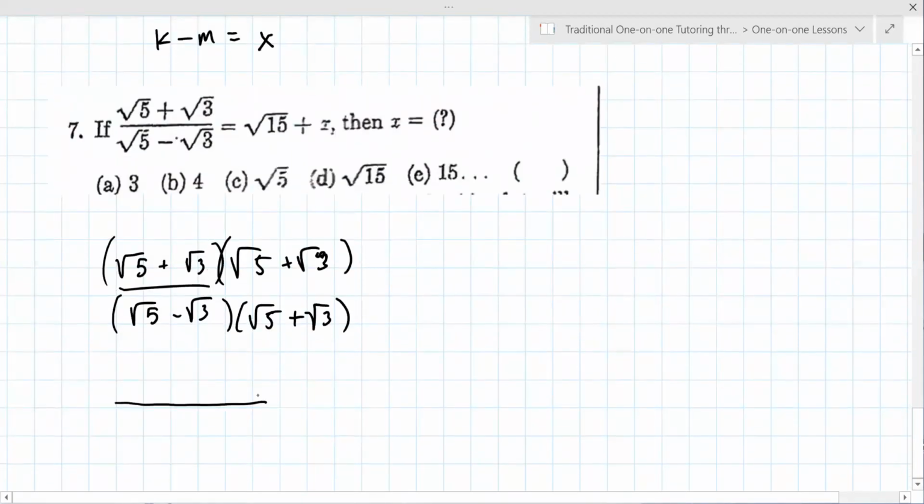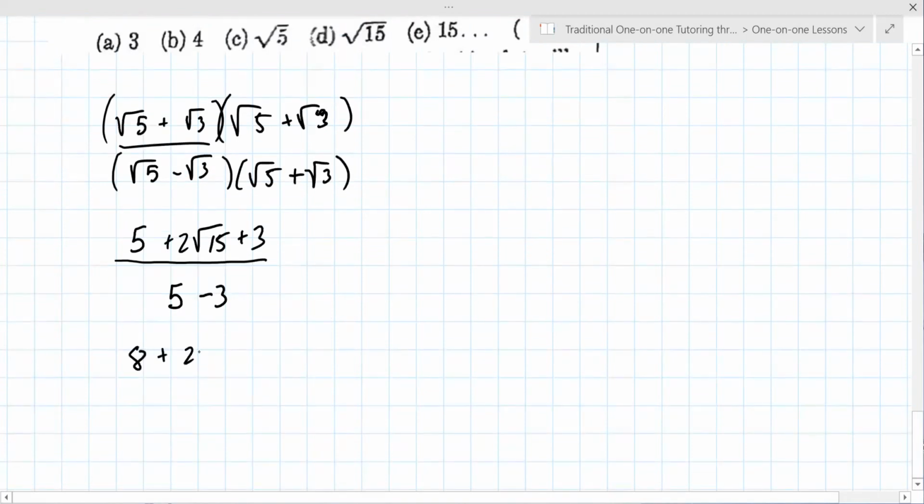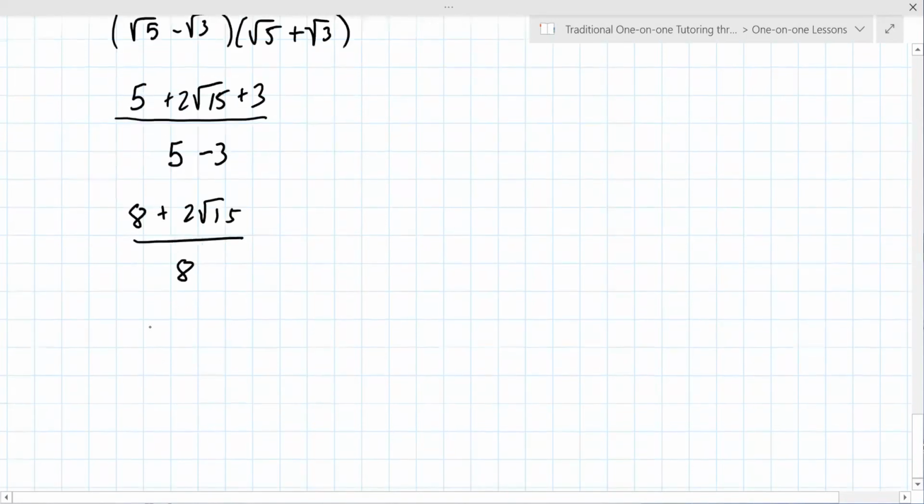The top you FOIL, so you get 5, and then you get square root of 15, square root of 15. So you get 2 square root of 15, plus 3 over. Okay, the bottom ends up being FOIL, and the outer and the inner cancel. So you just get 5 minus 3 on the bottom. So this equals 8 plus 2 square root 15 over 8. And then you divide both of them. That's totally reasonable. So it's 1 plus 1/4 square root 15.